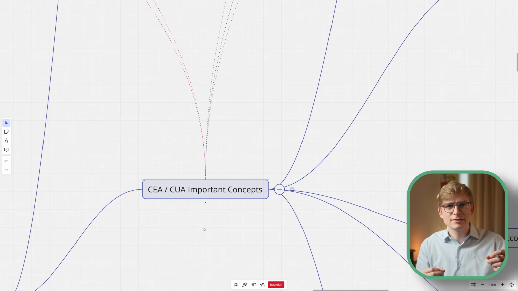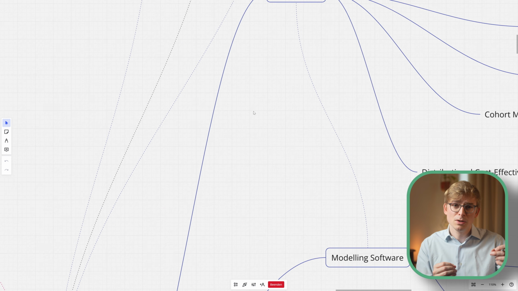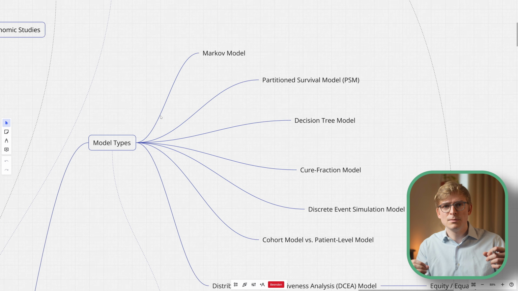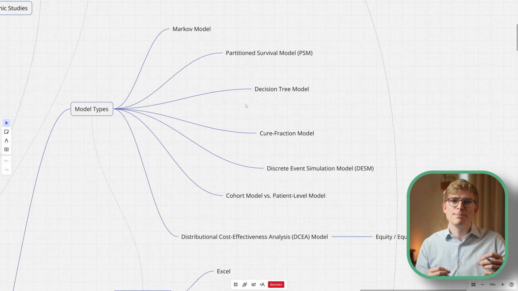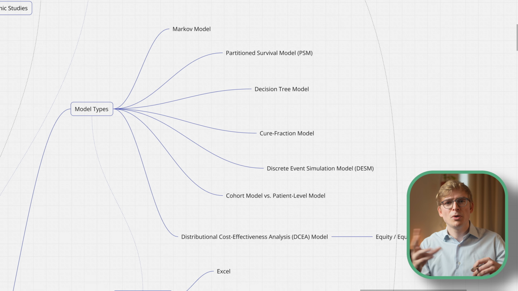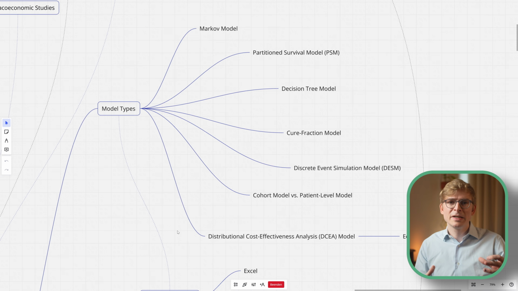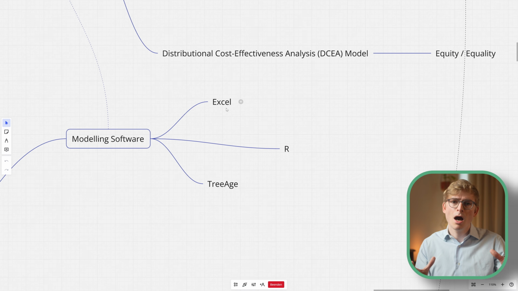Let us follow the dotted lines to understand some of the important concepts for cost effectiveness and cost utility analysis. To determine the cost effectiveness, health economists will build a cost effectiveness model, and there are many different types to choose from, such as Markov models, partition survival models, decision tree models, and more. If you're unsure about which of these models is best for your research question, you can check out my video on the subject, which should pop up on screen now, where I walk you through how these models work and what's right for you. Such cost effectiveness models are typically built in Microsoft Excel, but they can also be developed in software like R or dedicated modeling software such as TreeAge.